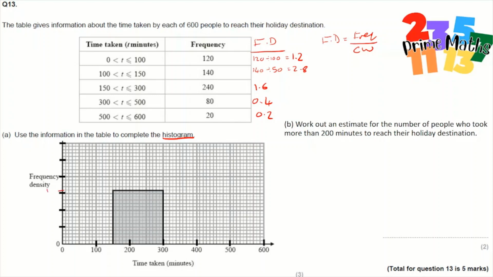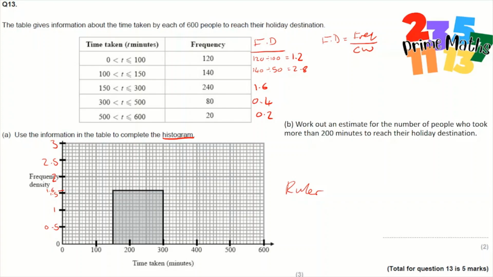So I can write this here as 1.6, and you should be able to see that follows as 1.5, 1, and 0.5, and we can fill in 2, 2.5, and 3. We can then draw the rest of our histogram. Again, please use a ruler for these.